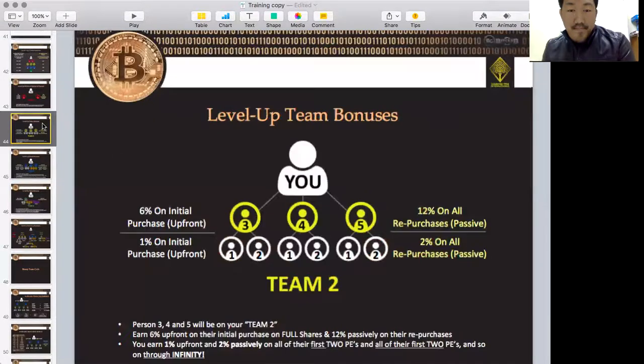All right. So as for team 2, it's your 3, 4, and 5. All right, you make 6% on the initial purchase. So if 3 bought a founder, you make 6% of it. If 4 bought a founder, you make 6% of it. Same for the 5. And you make 12% on all their repurchases.